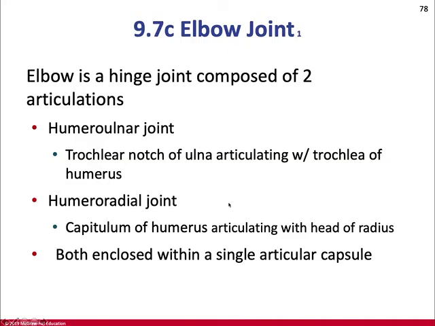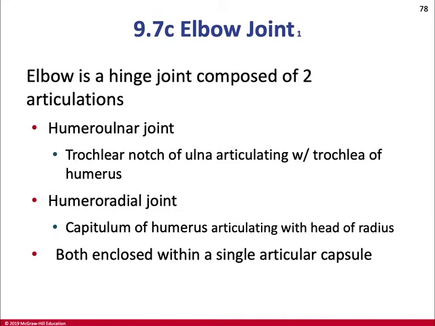So the elbow joint is an example of a hinge joint, a synovial joint, and it is the articulation between the distal head of the humerus and the radius and the ulna. The primary portion of the hinge part of the elbow joint is the articulation of the trochlea with the trochlear notch of the ulna, and then the remainder is the articulation of the capitulum with the proximal head of the radius.